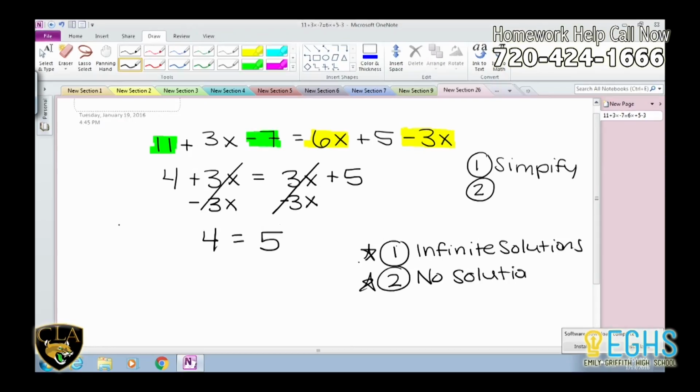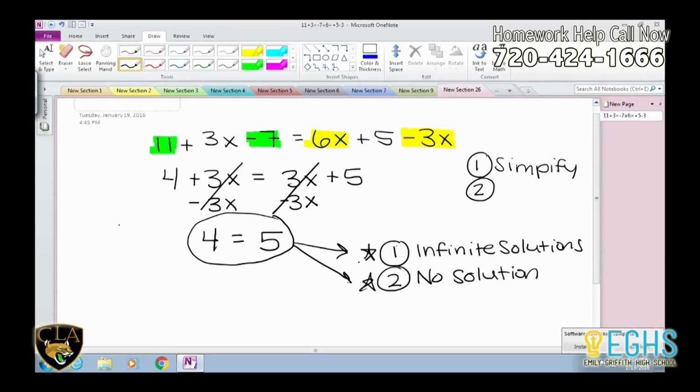And what that means is that it doesn't matter at all what x is. It's never going to make that equation true. So at this point, when our variables cancel, we're going to be looking at what's left to help us decide which of these two options is the case. Could x be anything or could x be nothing? When you decide this, what you're really trying to decide is whether this equation is true without my x's, without my variables. Well, does 4 equal 5? No, it doesn't.